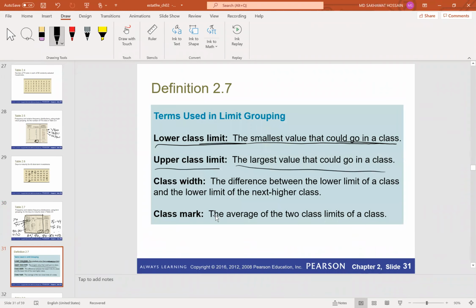Then the class mark, the average of the two class limits of a class. We have the lower class limit and the upper class limit. The class mark is actually the midpoint of the class, the average value of the limits of a class. So if you take the average of the lower limit and the upper limit, that is the class mark.